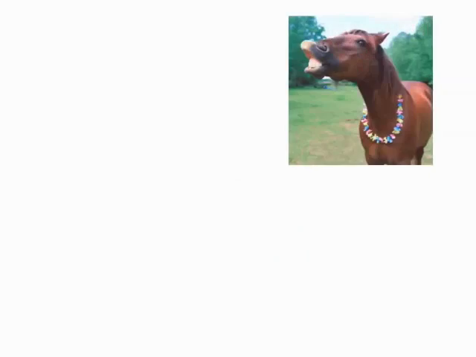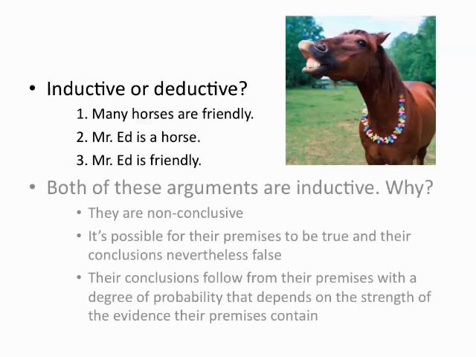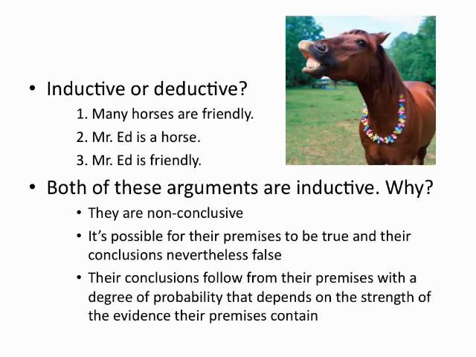How about this argument? Many horses are friendly. Mr. Ed is a horse, so Mr. Ed is friendly. Both of these arguments that we've looked at are inductive. Why? First, they're non-conclusive. Second, it's possible for their premises to be true and their conclusions nevertheless false. And third, their conclusions follow with a degree of probability or likelihood that depends upon the evidence contained in the premises.